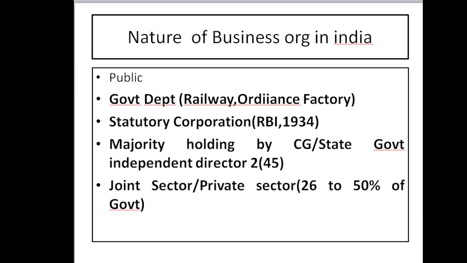Nature of business organization in India. The two segments of company we look at in India. Public sector, which is controlled by government departments, like railway, ordnance factory, and statutory corporations like RBI, with majority holding by central government, state government, independent directors. Another segment is joint sector or private sector. In joint sector, 26% to 50% of shares is held by central government or state government.